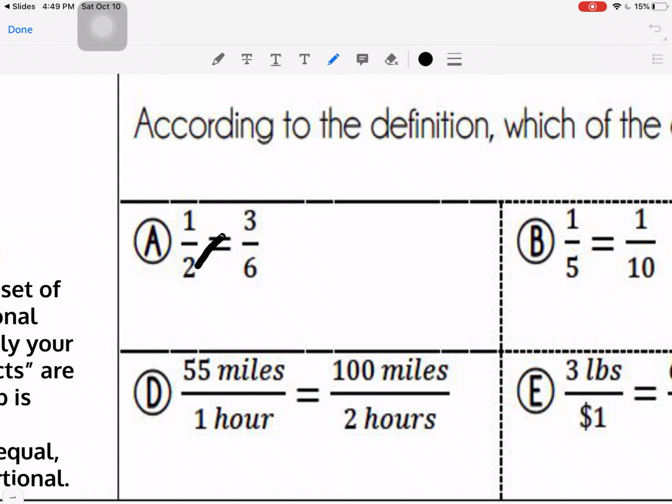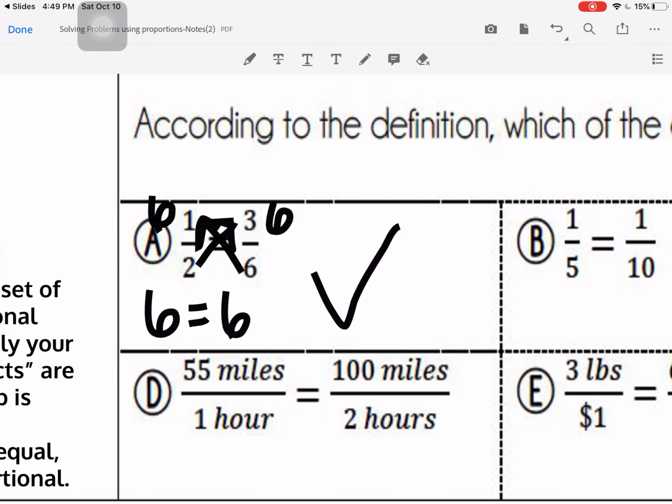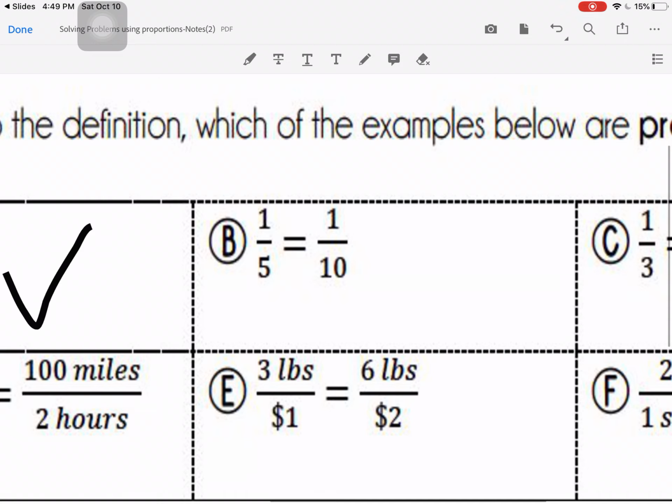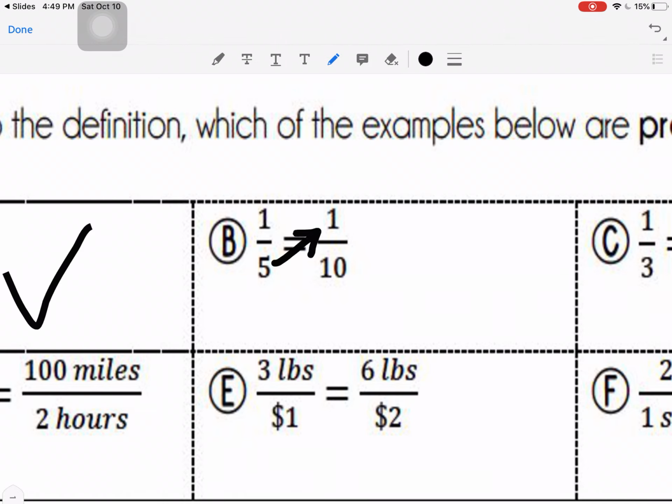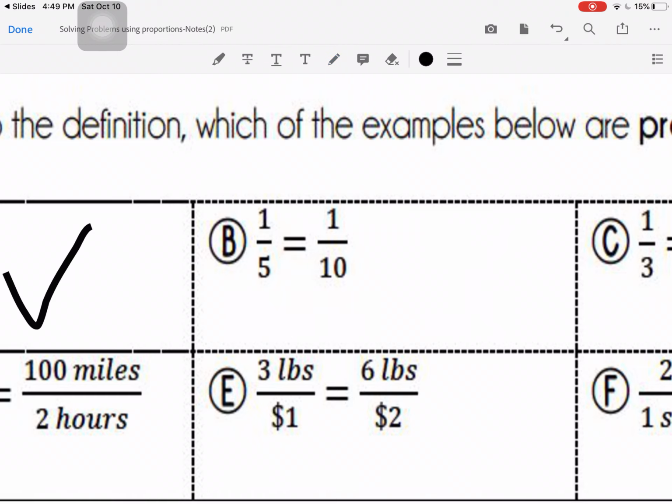So the first thing we do is we cross multiply. 2 times 3 gives us 6. 6 times 1 gives us 6. So 6 equals 6, which means that those two ratios are proportional. Letter B. 5 times 1 is 5. 10 times 1 is 10. So 10 does not equal 5. So they are not proportional.